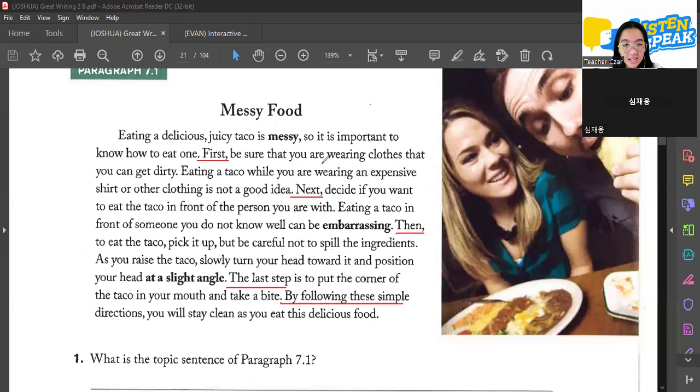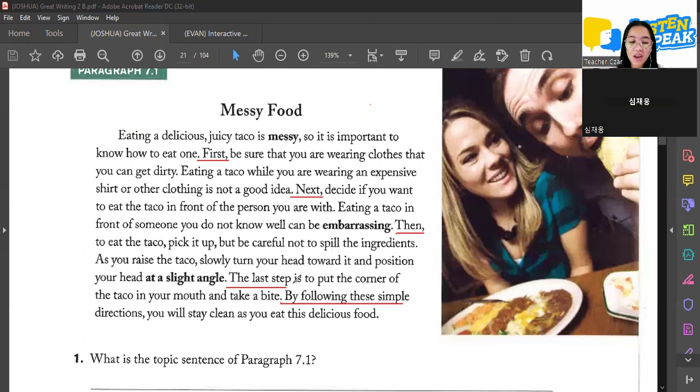So next, decide if you want to eat taco in front of a person you are with. Okay, because if you don't know that person, you are going to feel embarrassed if you eat taco and you get messy. Next, or then, eat the taco, pick it up, but be careful not to spill the ingredients. That's why you need to angle your head in front and then take a big bite. And lastly, you need to put the corner in your mouth and take a big bite.